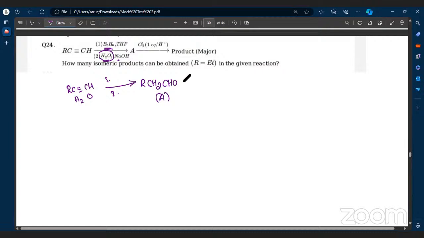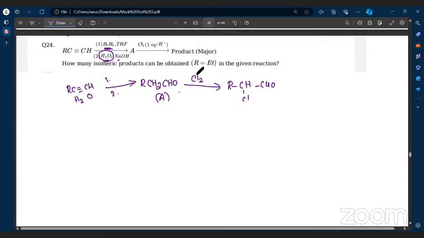And this reacts with Cl2, one equivalent only, in the presence of H plus. So what happens here? Substitution takes place to form RCHClCHO. Now if this R is equal to Et, how many isomeric products will we be getting?